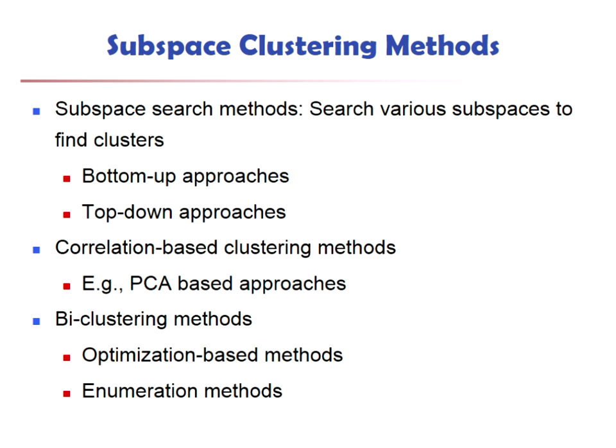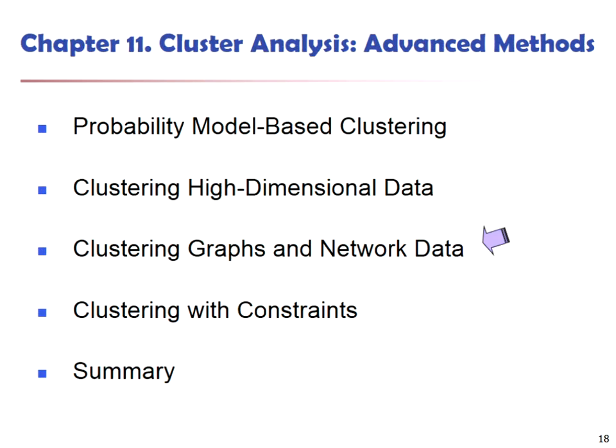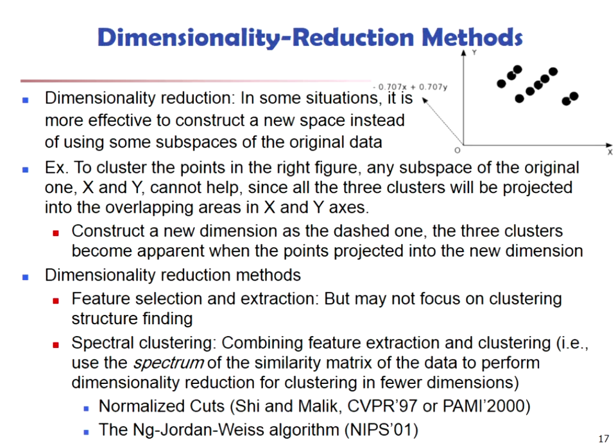For subspace clustering, we discussed many methods. We discussed the bottom-up approaches, the top-down approaches, the correlation-based clustering methods, and the bi-clustering methods. And for dimensionality reduction, we discussed feature selection and extraction and spectral clustering. Is it clear?